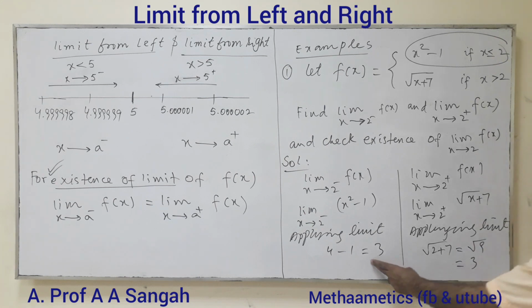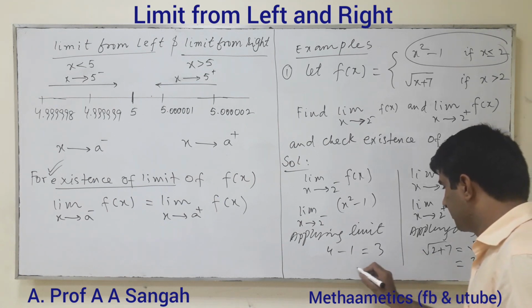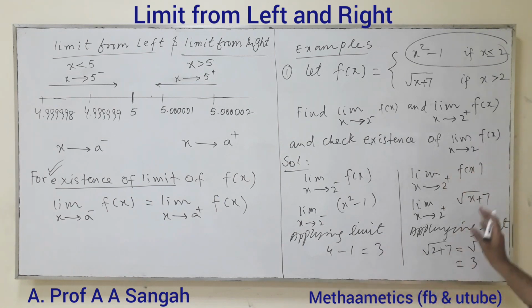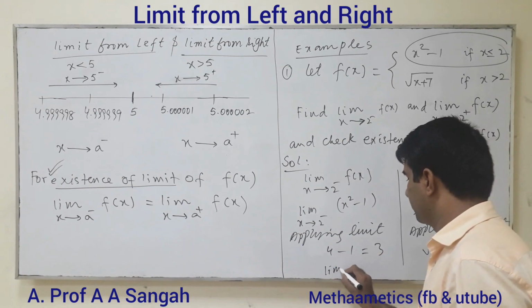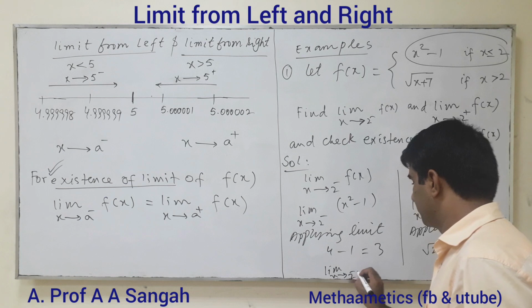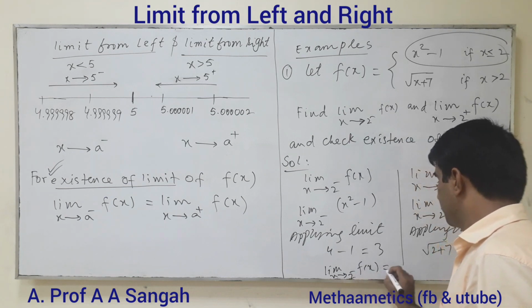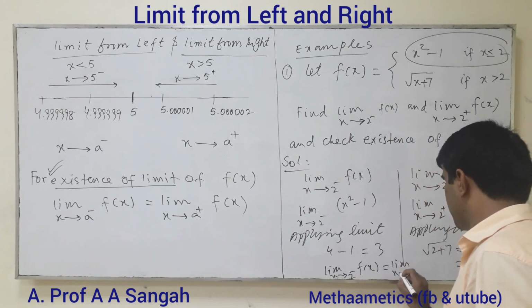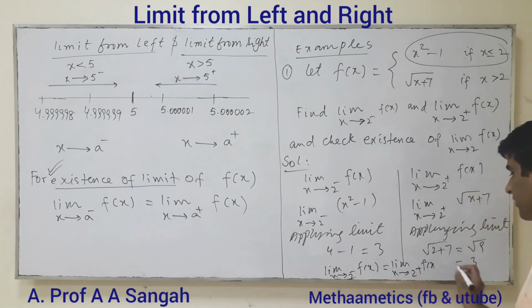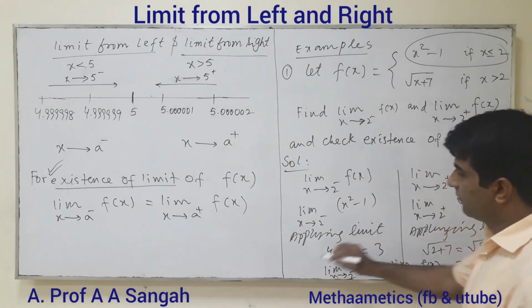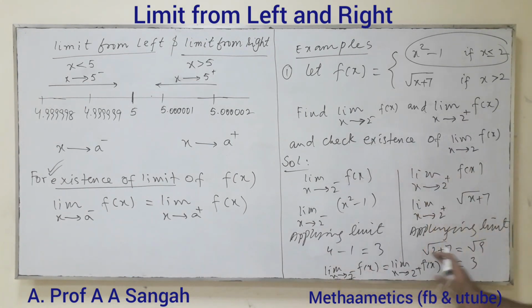So the limit from the left hand side and the limit from the right hand side are equal. Limit as x tends to 2 from the left equals limit as x tends to 2 from the right of the function, they are the same. So we can say that the limit of this function exists.